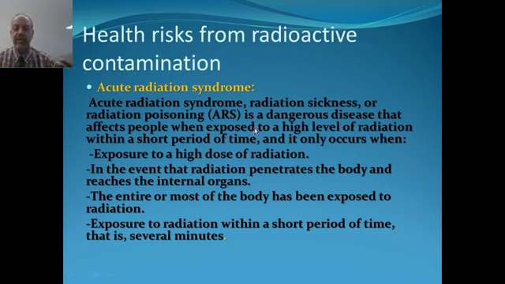In short, it is called ARS. Acute radiation syndrome is a dangerous disease that affects people when exposed to a high level of radiation within a short period of time, something like when an atomic bomb explodes. All the people around in the small area die. The second case is a high dose of the radioactive element.